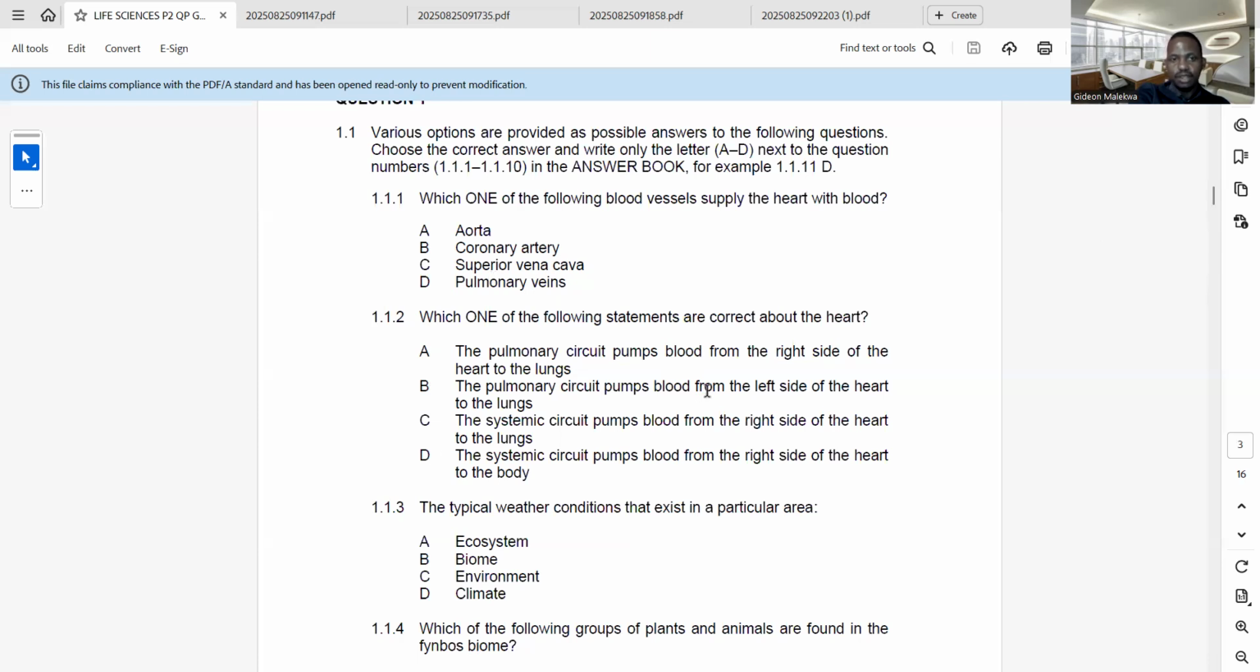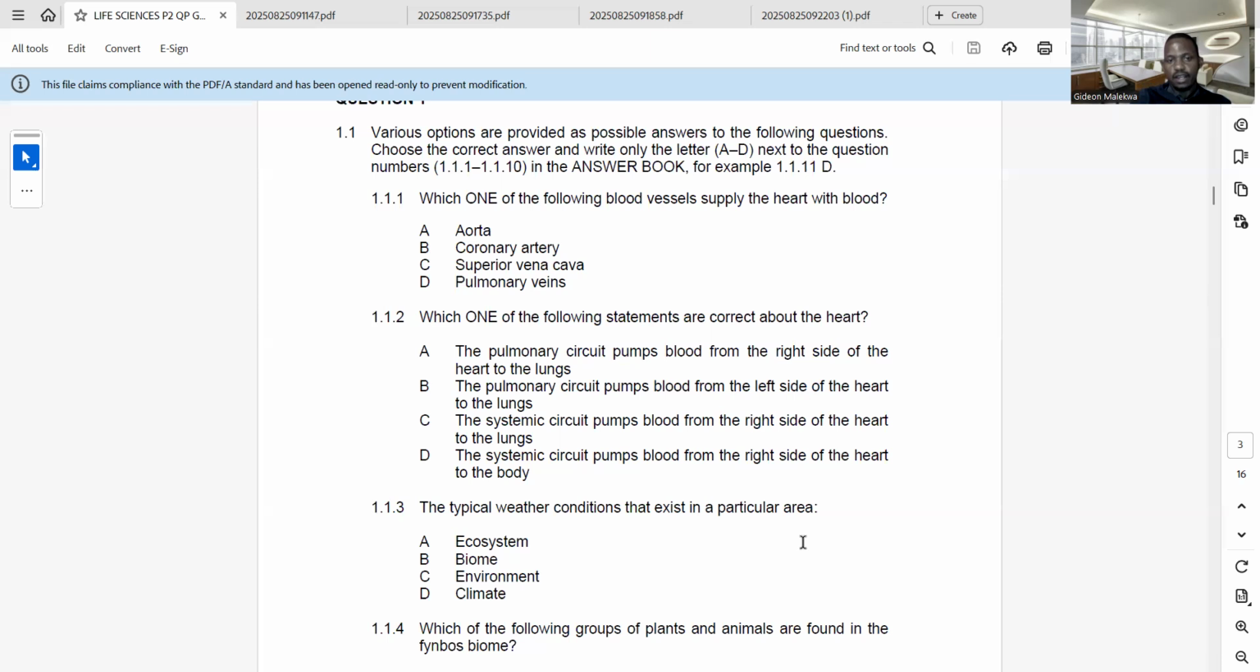We can check them. For example, B says from the left to the lung, which is wrong. Systematic pumps blood from the right-hand side of the heart to the lungs, also wrong. The systematic circuit pumps blood from the right-hand side of the heart to the body.